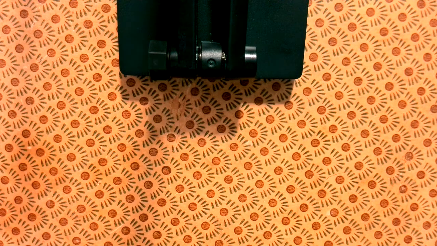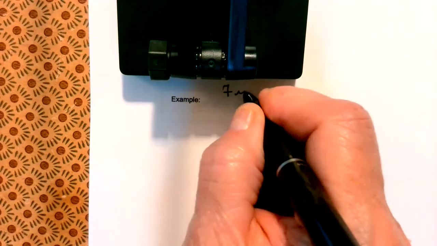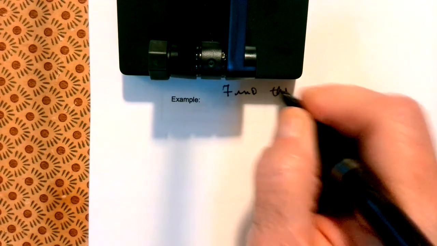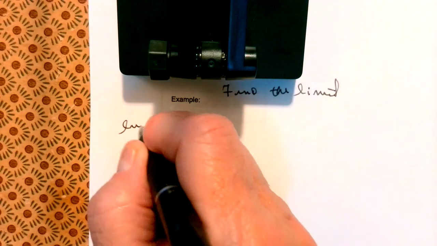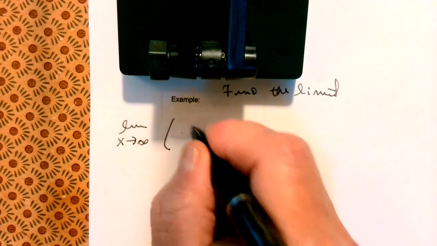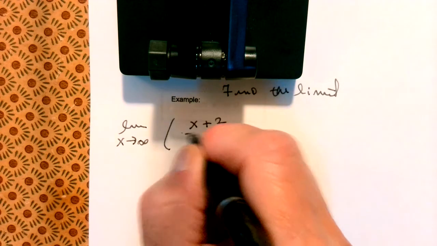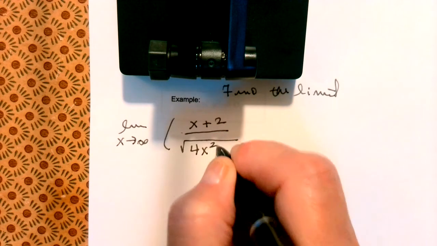Another example. I'm going to do a few examples here. Okay, so we want to find the limit. And so we've got the limit as x goes to infinity, so positive infinity, of x plus 2 over the square root of 4x squared plus 1.